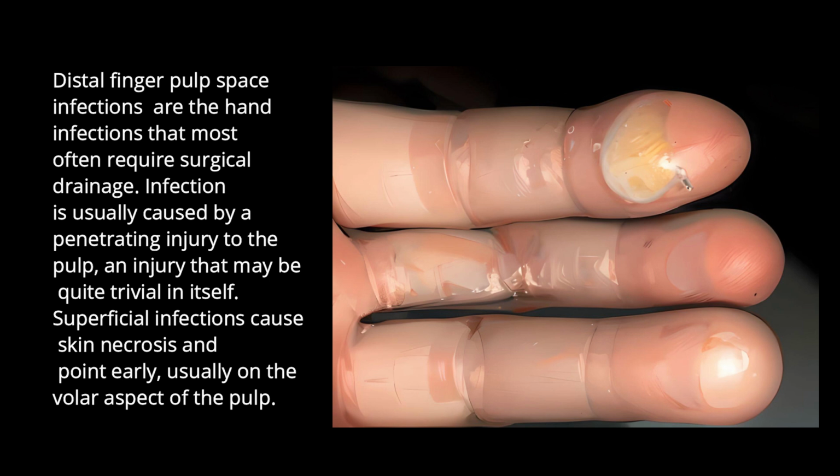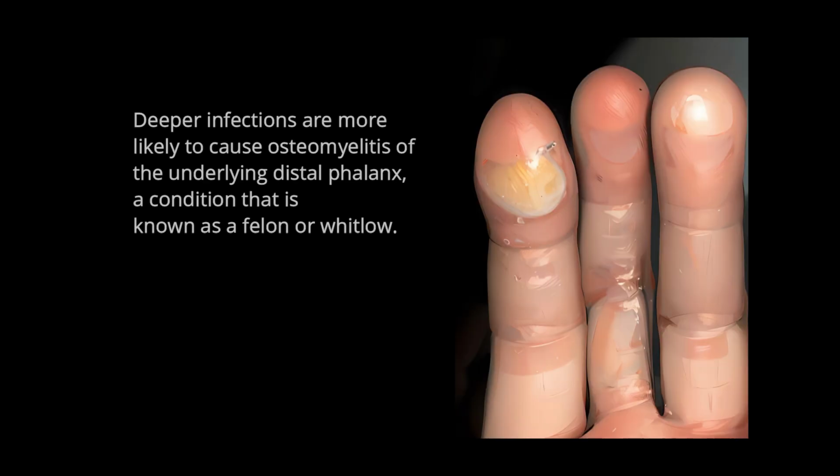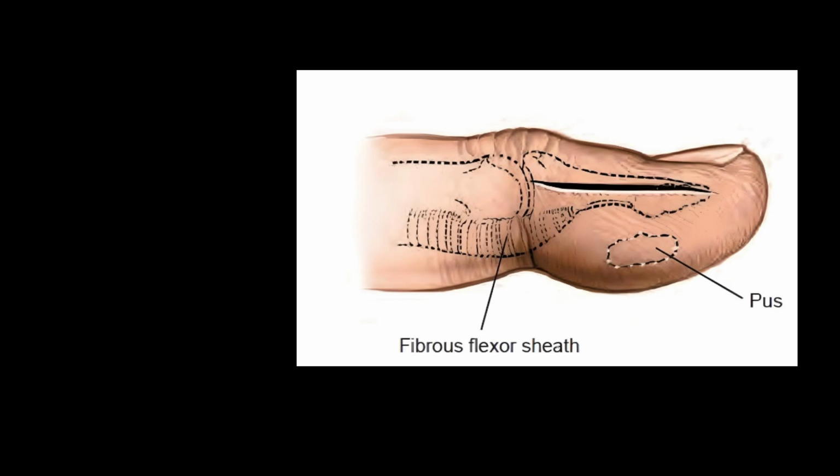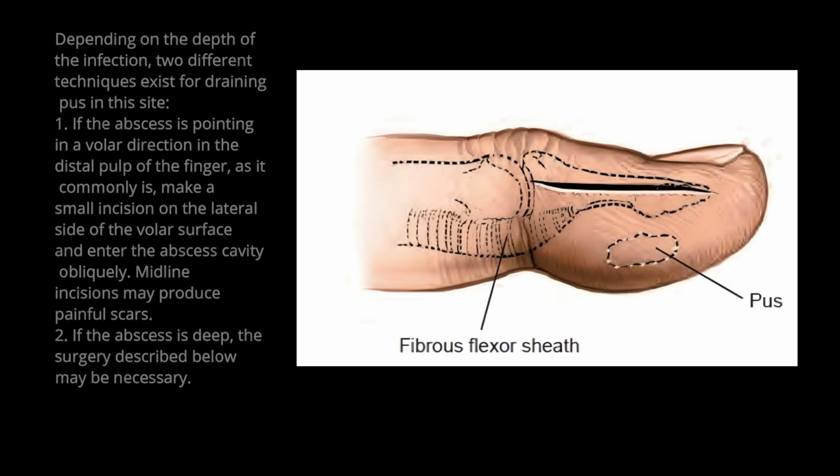Distal finger pulp space infections are the hand infections that most often require surgical drainage. Infection is usually caused by a penetrating injury to the pulp, an injury that may be quite trivial in itself. Superficial infections cause skin necrosis and point early, usually on the volar aspect of the pulp. Deeper infections are more likely to cause osteomyelitis of the underlying distal phalanx, a condition that is known as a felon or whitlow.